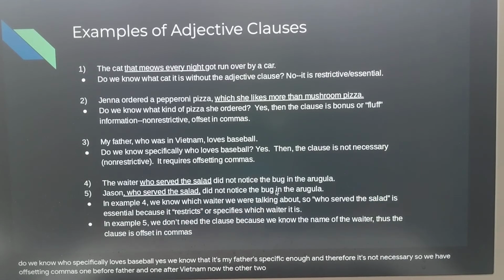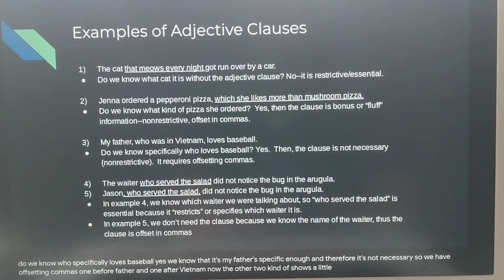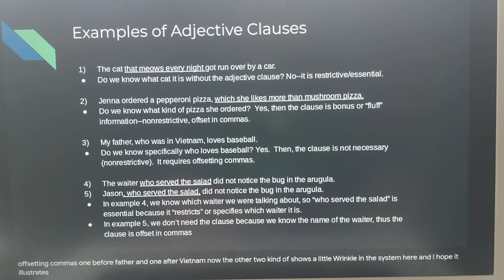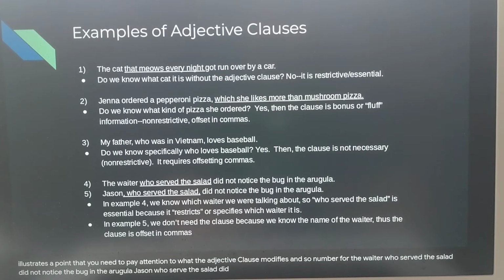Now, the other two show a little wrinkle in the system here, and I hope it illustrates a point: you need to pay attention to what the adjective clause modifies. So, number 4: the waiter who served the salad did not notice the bug in the arugula. Number 5: Jason, who served the salad, did not notice the bug was in the arugula.